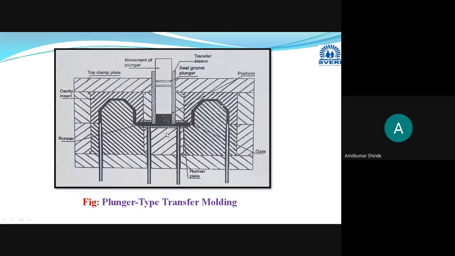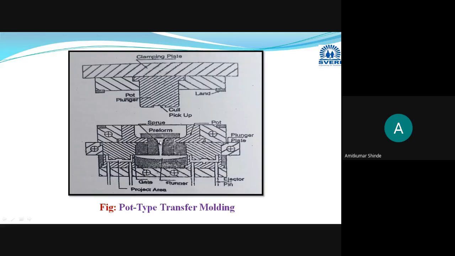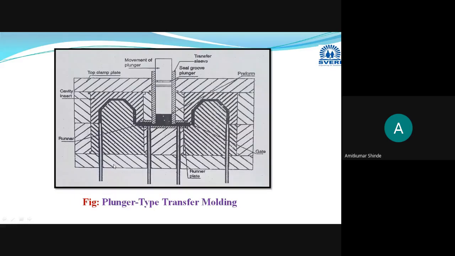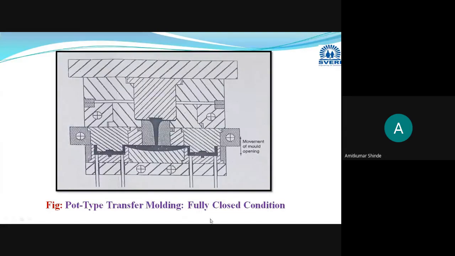This is the plunger type. This is the pot, transfer pot, and through the horizontal channels, this charge will get transferred into the cavities. This is plunger type transfer molding process. Okay. This is pot type. Through vertical channels, it will get transferred in this. Through horizontal channels, it will get transferred.